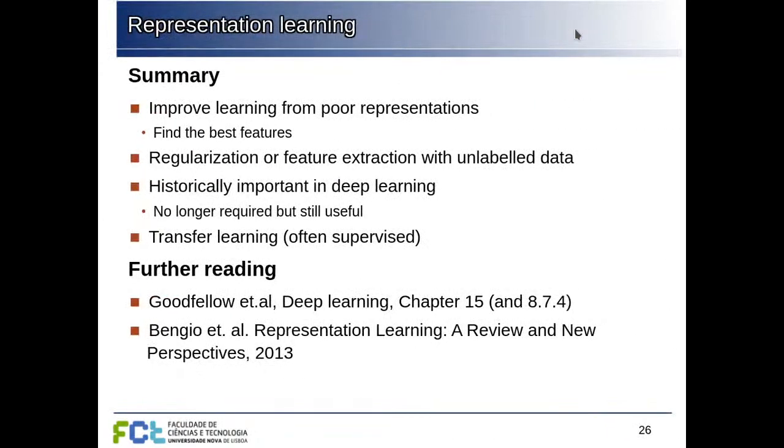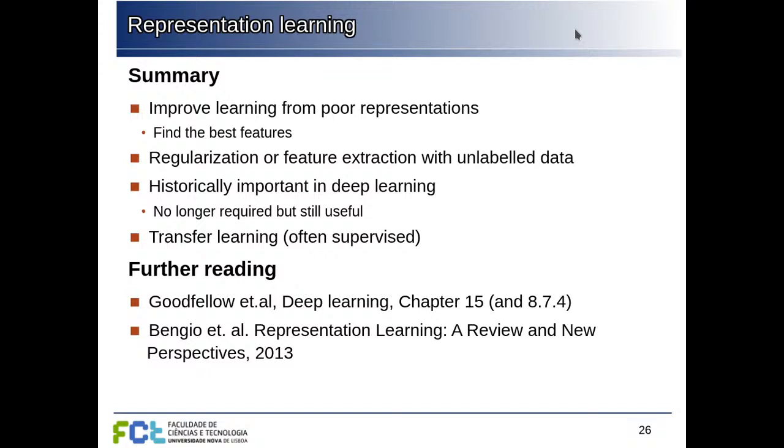Okay, so we saw this idea of improving learning by first getting the best features, better representations. This not only helps whatever task comes later, because good features are always good, but it can also serve as regularization by guiding the network to start at some specific place. It was historically important before rectified linear units, basically, but it's still very useful whenever you have lots of unlabeled data, or lots of data in a similar problem from which you can use the same features.